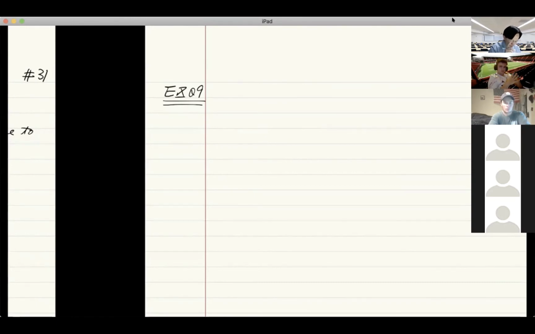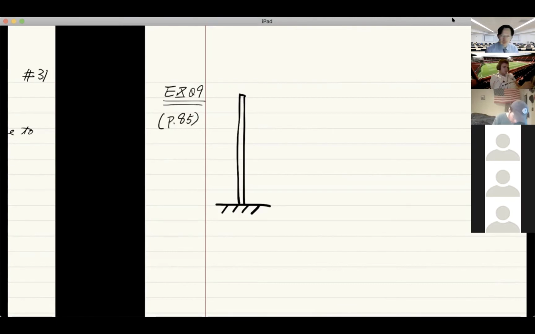So what is this problem? This problem is like this. Suppose we have a column like this, and the total length of this column, I think this is on page 85, if I remember correctly. This is page 85 of the textbook.